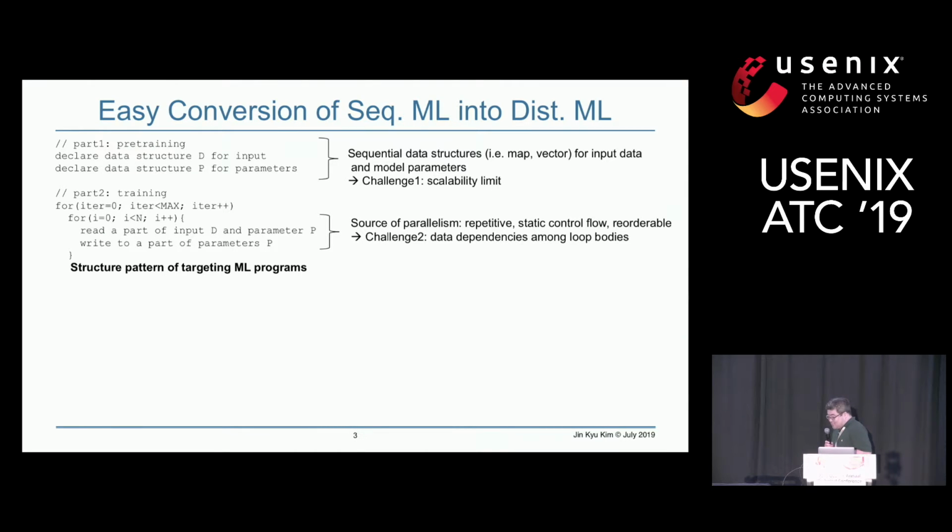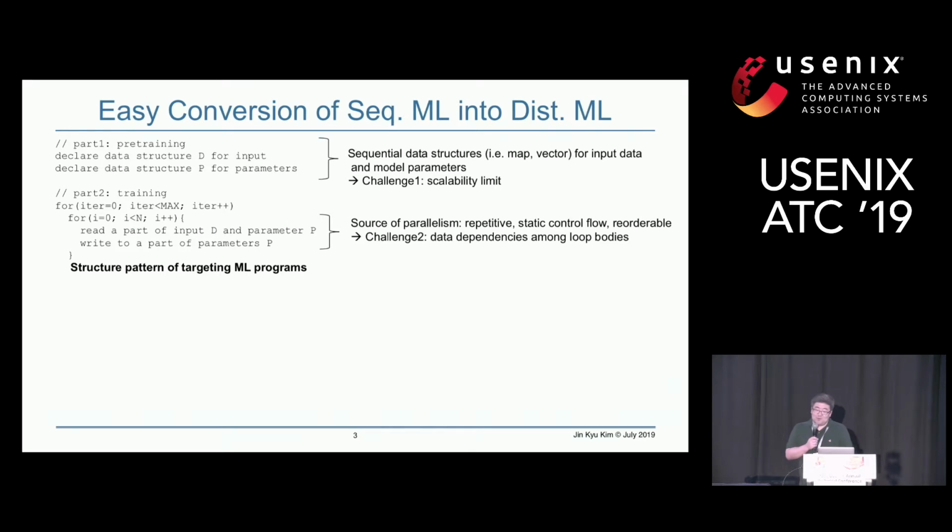Our targeting ML applications follow a specific structure and characteristics. They have two parts. In the pre-training part, we store the input data and the model parameters using sequential data structures. But these sequential data structures definitely have limited scalability. The training part has a nested loop statement.